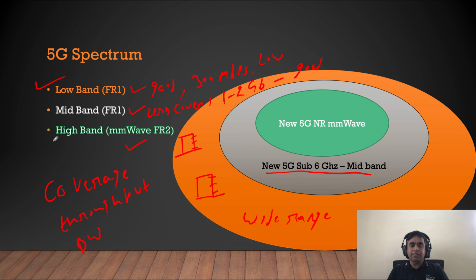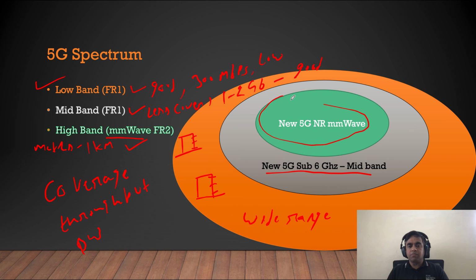Finally, we will come to this mmWave band. MM band is this green circle that you see here. The distance is very less. It is somewhere around a few meters to 1 or 2 kilometers. That's it. And this range of spectrum cannot penetrate through walls or any obstacles.